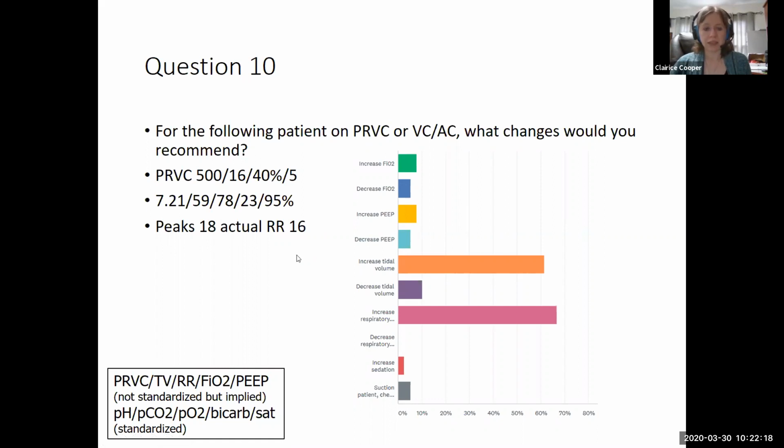But keeping in mind that with the tidal volume, you want to consider the patient's size. If this was a small patient and we're already at the upper limit of their expected range for tidal volume, then I would probably favor increasing the respiratory rate. If this was a taller patient and I thought we were at the lower limit of their acceptable tidal volume, then I would probably increase the tidal volume.